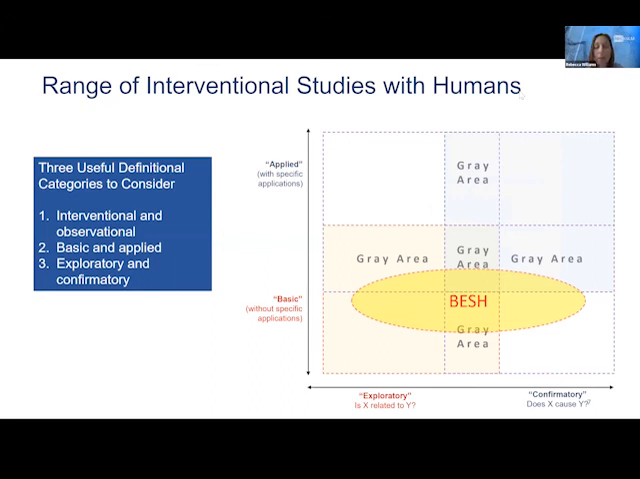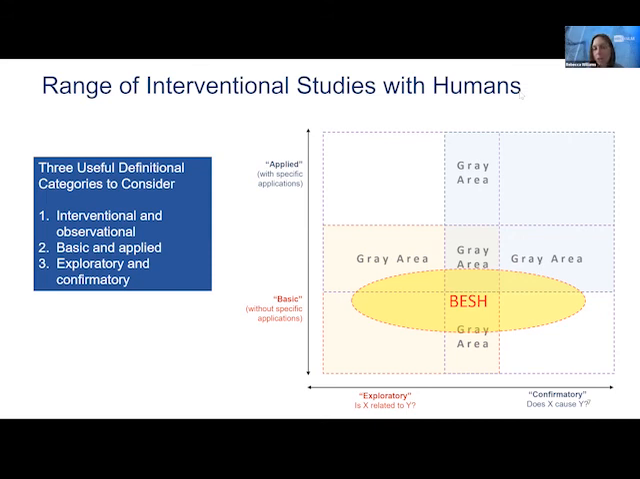But as we're all familiar with, there's really a range of interventional studies with humans, and I'm just going to reflect on this for a quick minute, and we'll come back to it later. There's really this spectrum in which studies can potentially be classified. You first have to make this distinction: is the study interventional or observational? And then once you've made that distinction, there's a range in terms of what might be considered basic and what might be considered applied.